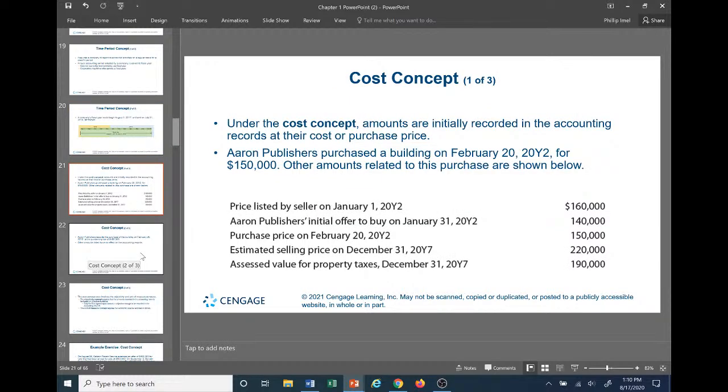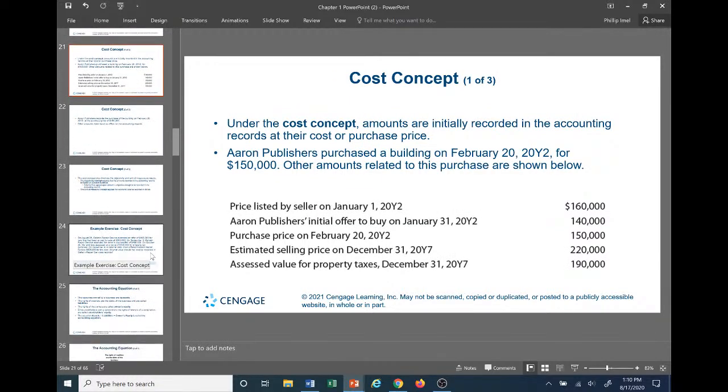Now let's get into the cost concept. Under the cost concept, amounts are initially recorded in the accounting records at their cost or purchase price. So remember, the amounts initially recorded in the financials are going to be at their original cost or purchase price. Let's look at an example here. Aaron Publishers purchased a building on February 20th, 2002 for $150,000. Here are some other amounts related to this purchase.